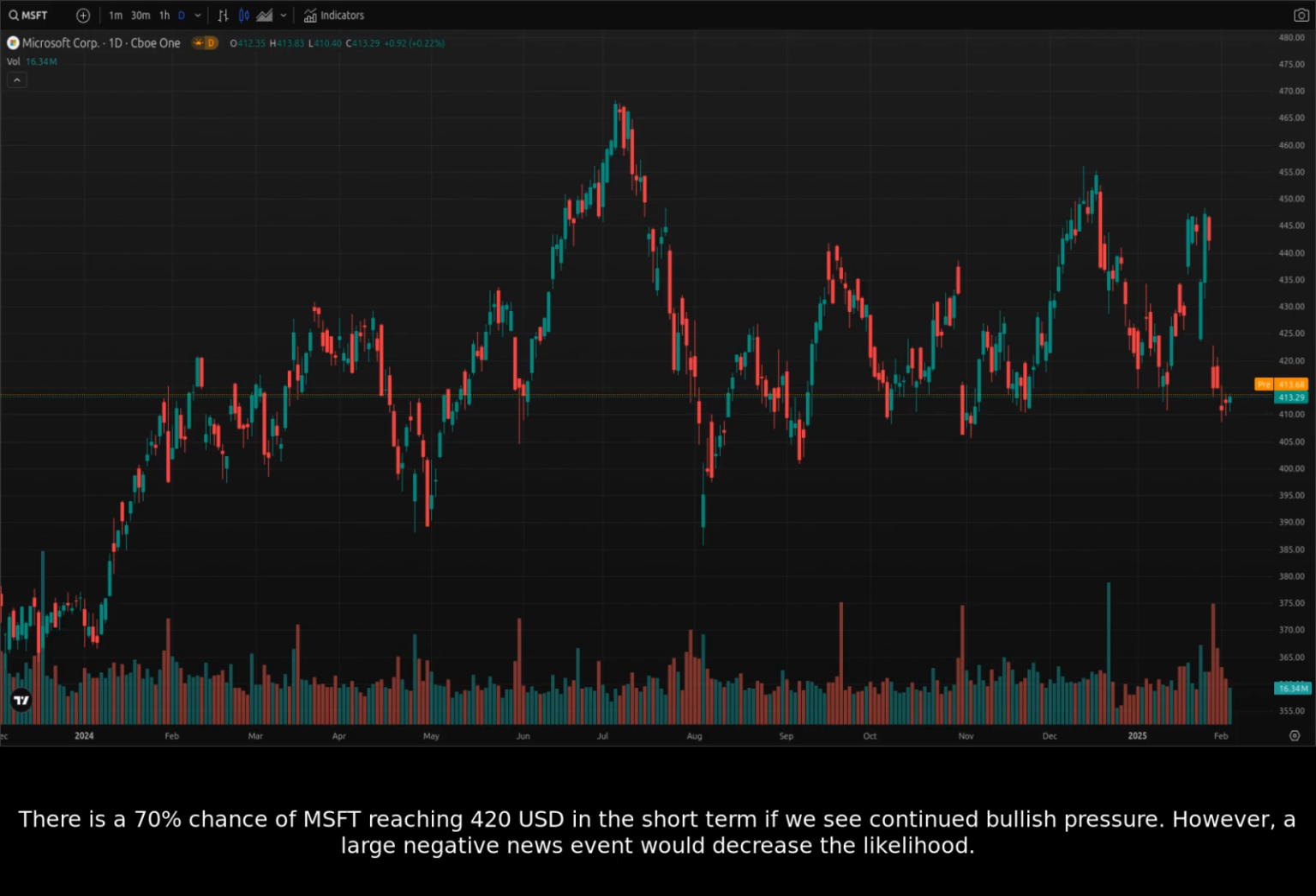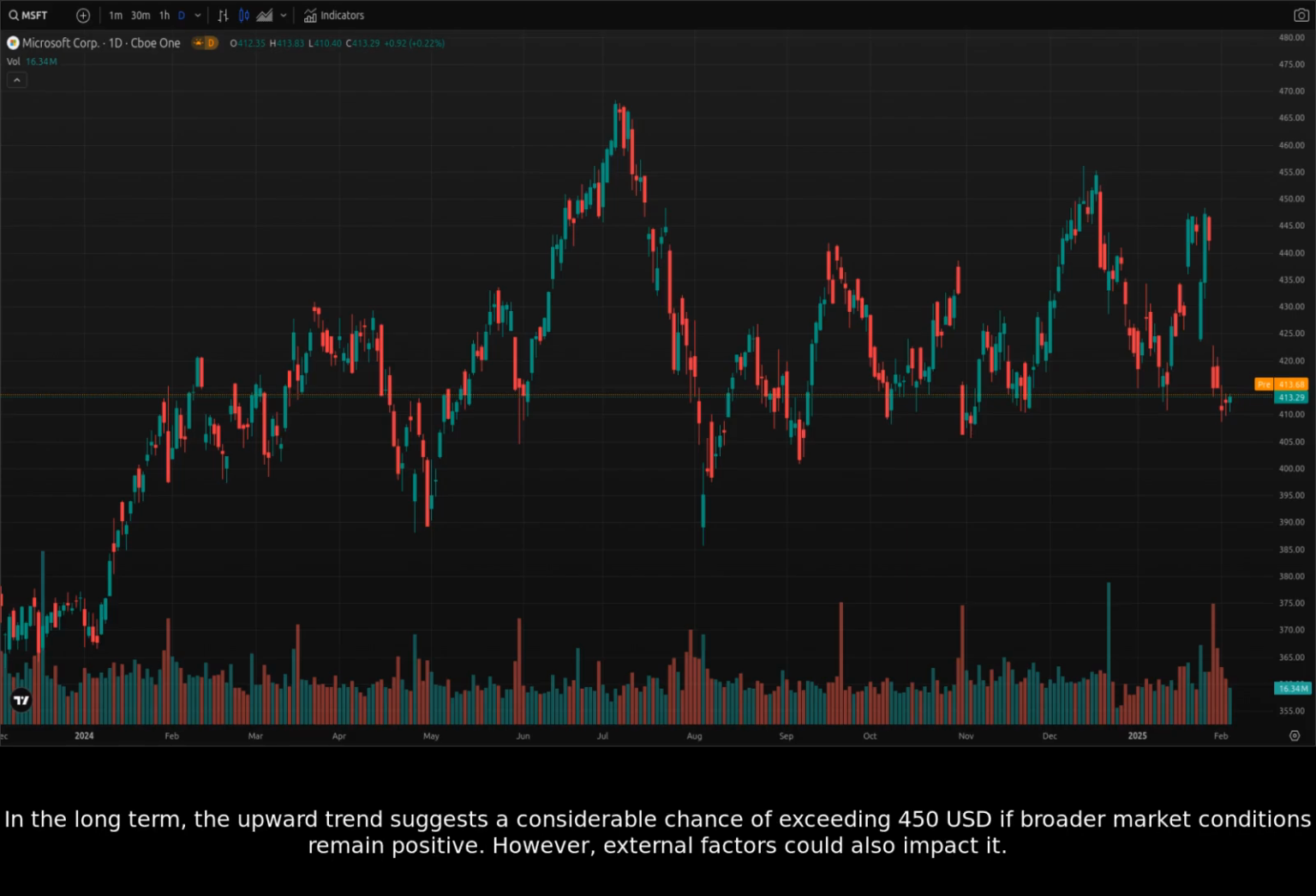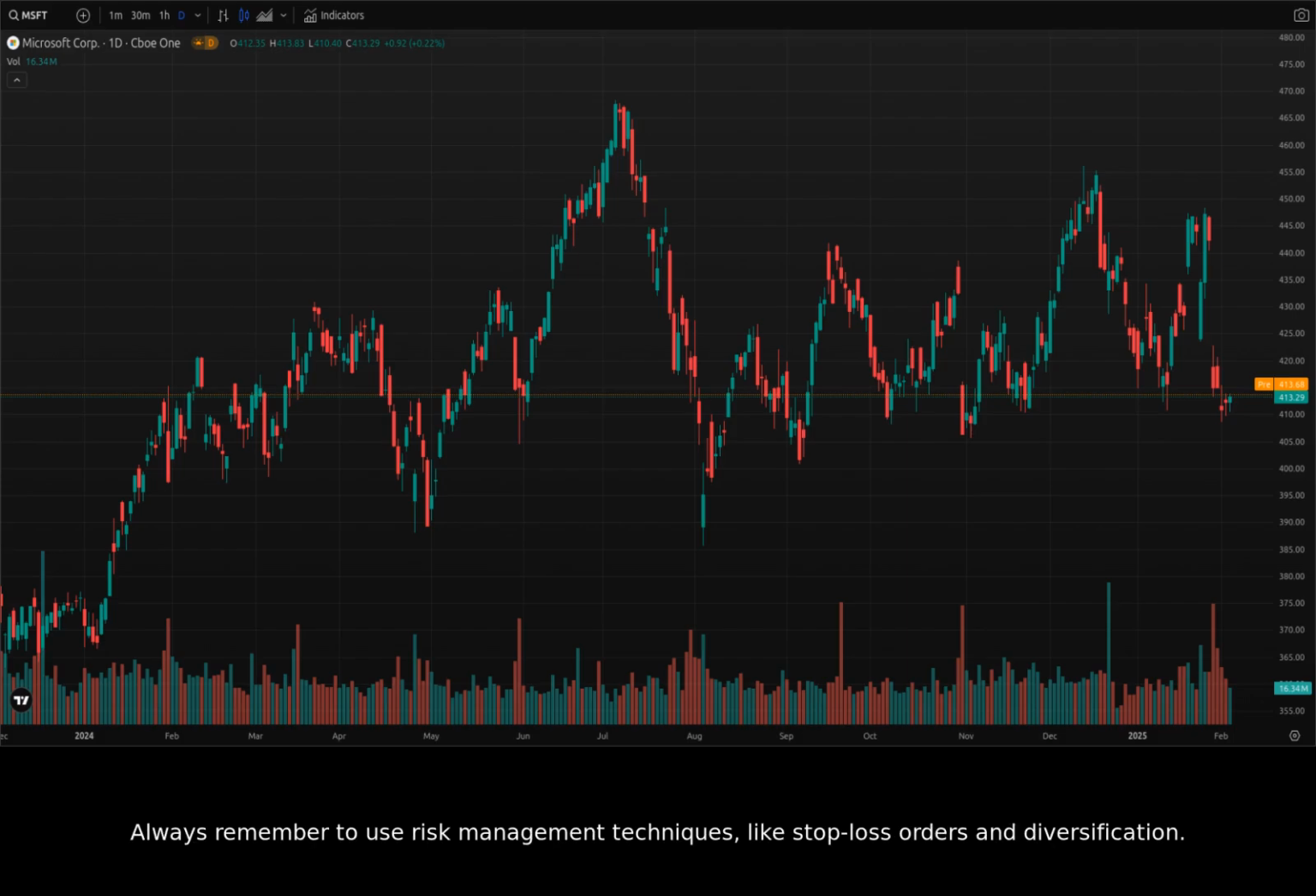There is a 70% chance of Microsoft reaching $420 in the short term if we see continued bullish pressure. However, a large negative news event would decrease the likelihood. In the long term, the upward trend suggests a considerable chance of exceeding $450 if broader market conditions remain positive. However, external factors could also impact it. Always remember to use risk management techniques like stop-loss orders and diversification.